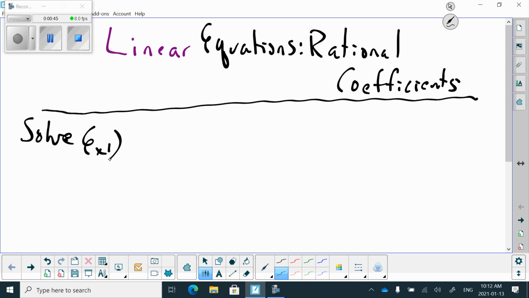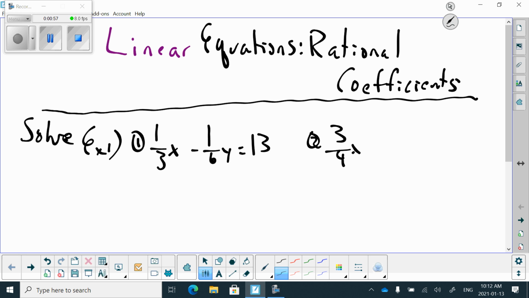Example 1. Our first equation: 1/3 x minus 1/6 y equals 13. In the second equation: 3/4 x minus 1/8 y equals 8.